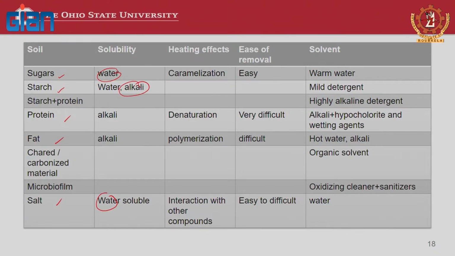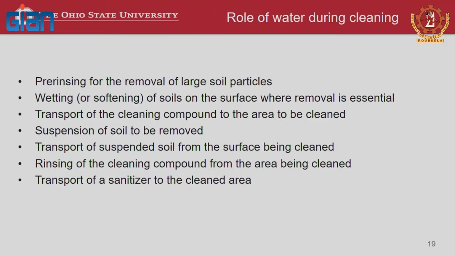And then when you are heating these types of contaminants, what effect it may have, because that makes them stick together on the surface much more. And then is it easy to remove or difficult to remove? So, for example, when you have protein deposits and you heat them, they are going to denature and adhere to the surface, and it may be very difficult to remove. So, you have to use some type of alkali and hypochlorite solution so that you are able to remove some of these contaminants.